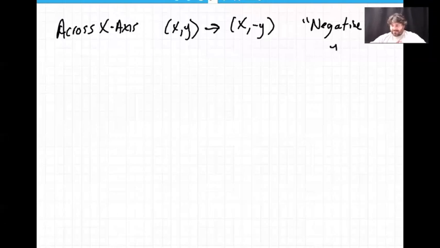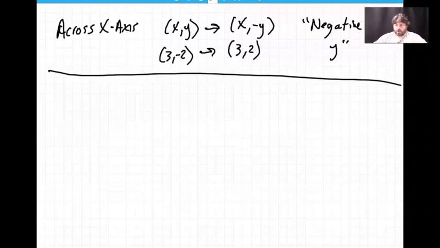Looks like a G, doesn't it? Yeah. So negative y. That's what we're going to call this one. So as an example, let's look at the coordinate (3, -2). That is going to transform to the location (3, 2). All we do is we switch the y value's sign. Just make it a negative.